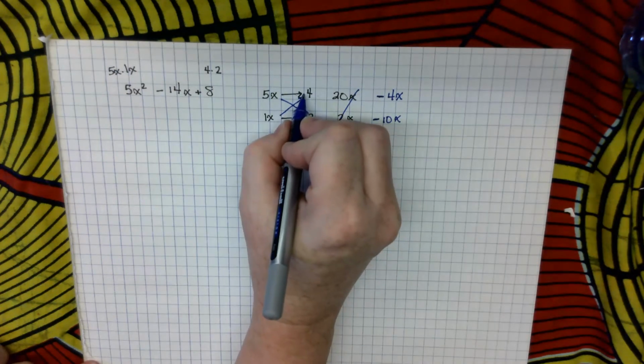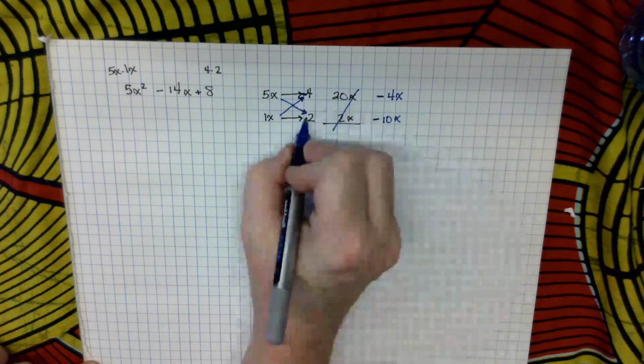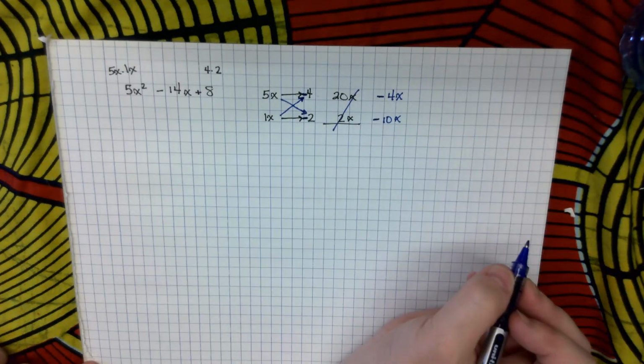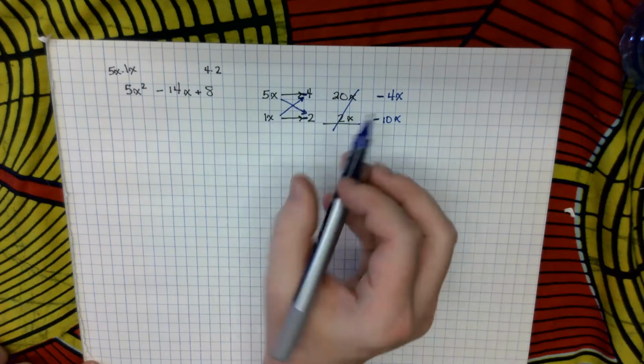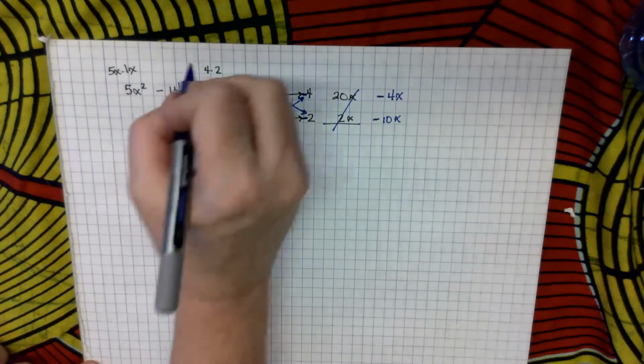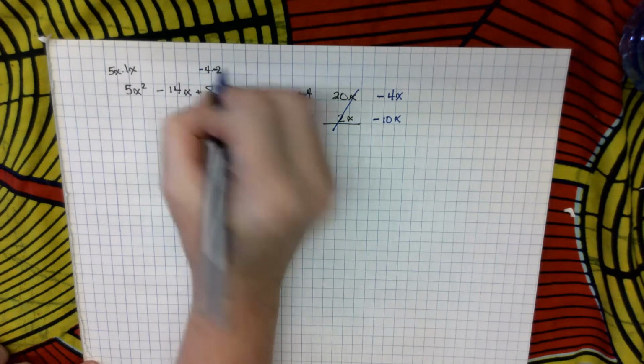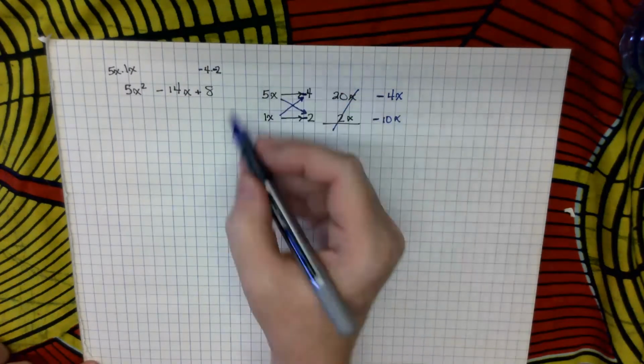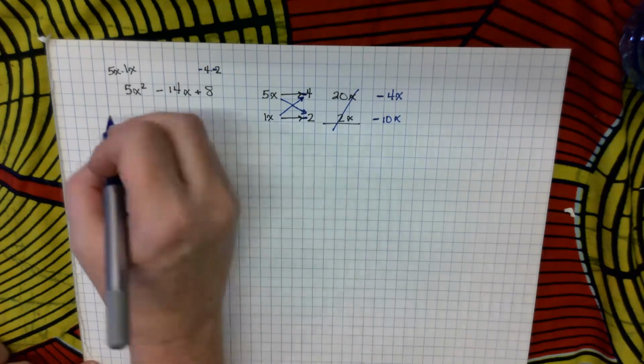So that means I need this negative 4, and I need this to be negative 2. Then I just check: negative 4 times negative 2 is positive 8, so I'm fine, right? I can put the negative 4 here and the negative 2 here. So I've been pretty lucky in picking my factors so far.